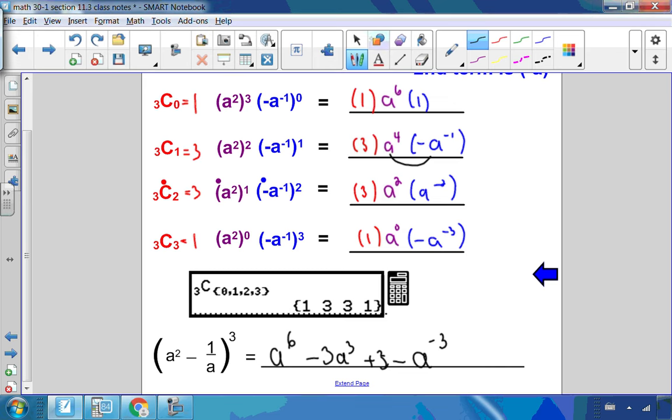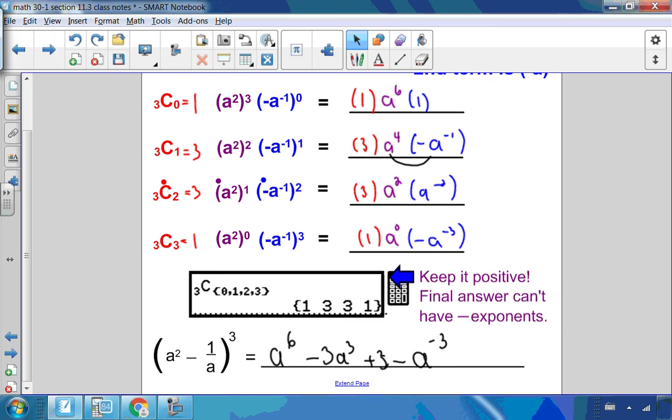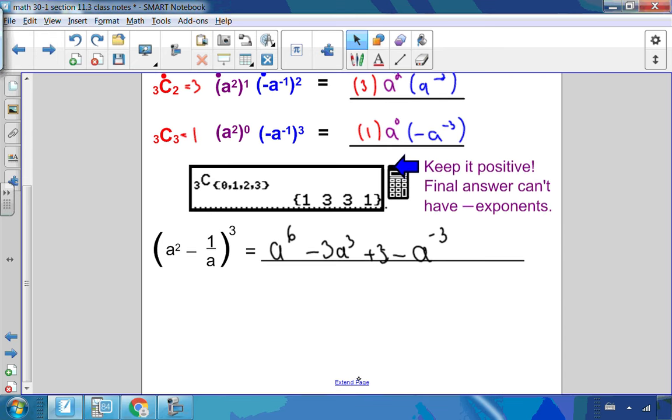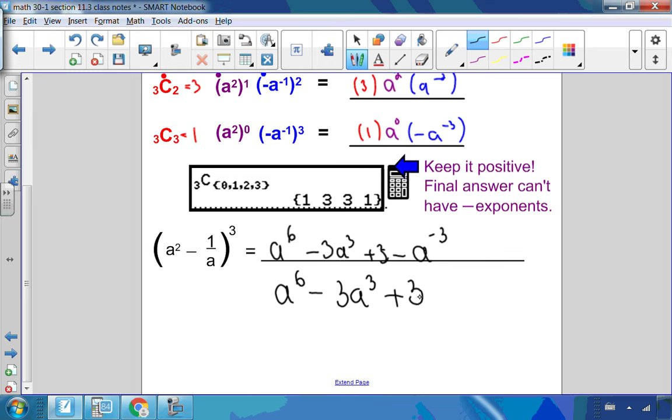Okay, so that's a good start, but I want you guys to keep it positive. Your final answer cannot have negative exponents. So a better answer is going to be a exponent 6 minus 3a cubed plus 3 minus 1 over a cubed. So just write it like that.